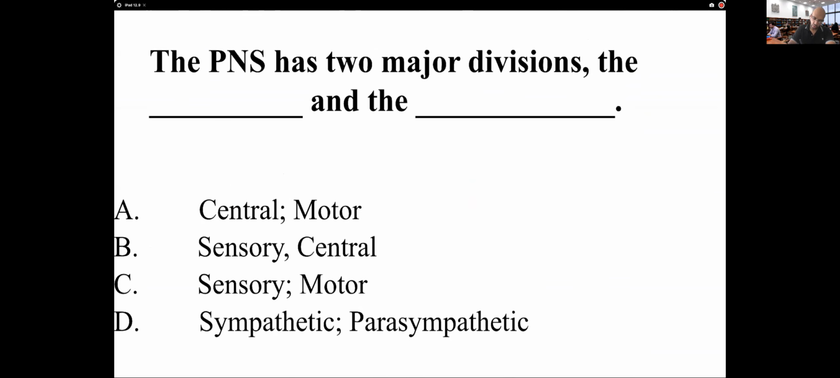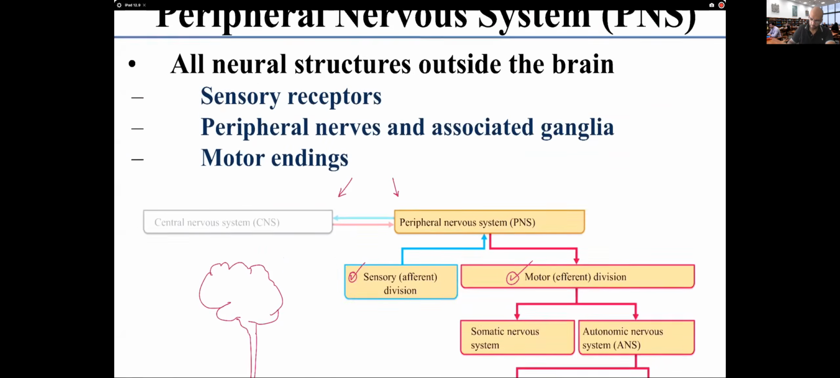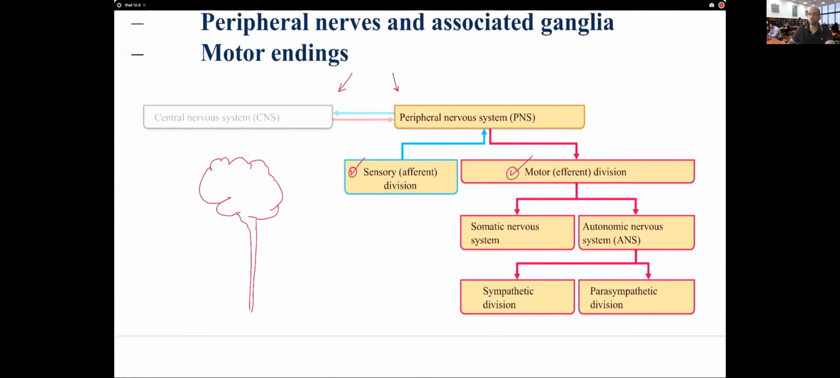Can you answer this question here? Let me know your response. The PNS has two major divisions, which are what? What are the two major divisions of the peripheral nervous system? Classifies the nerves in the peripheral nervous system to either what and what?